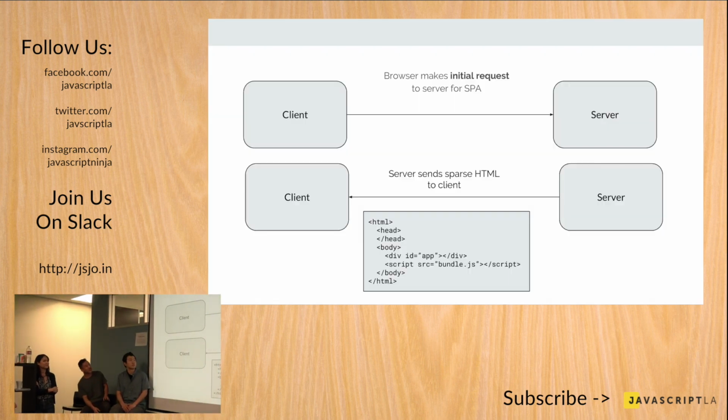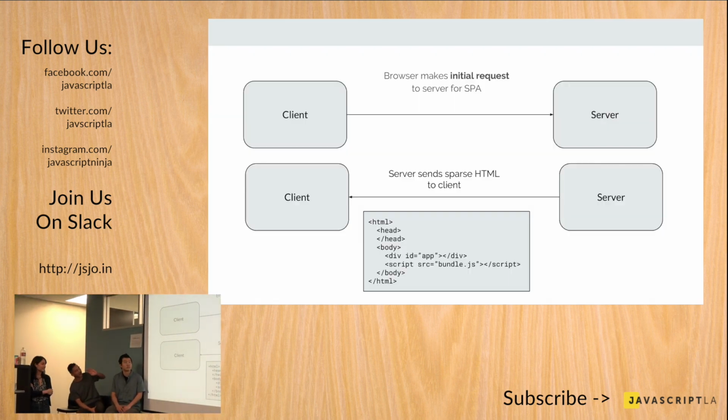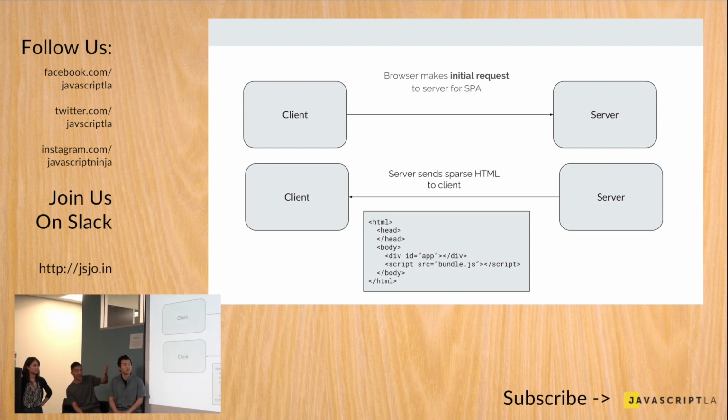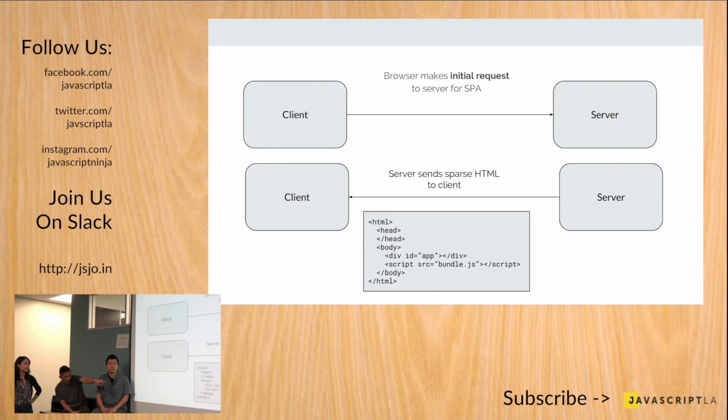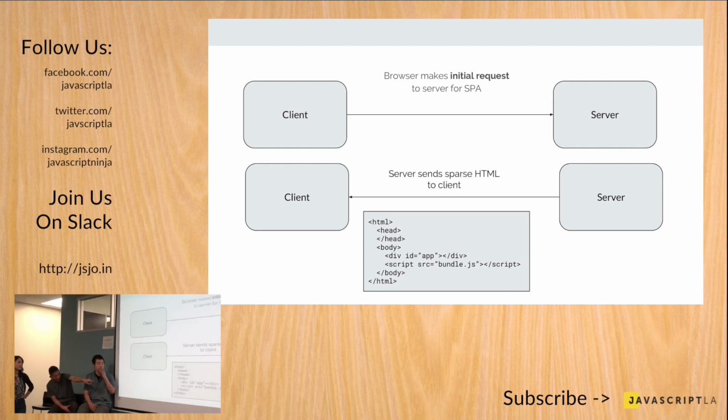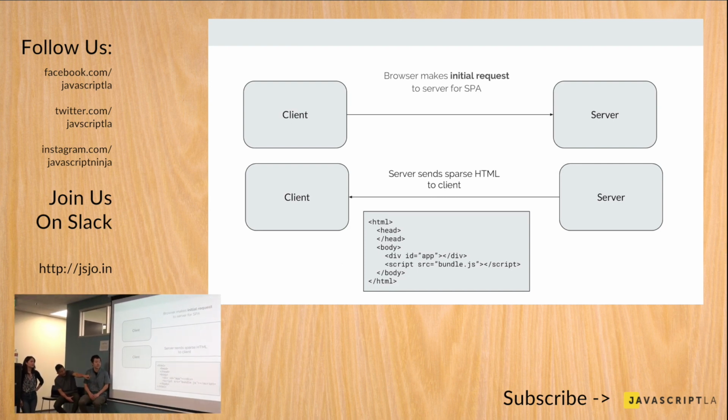Basically, this is how client-side rendering works, right? Your client makes a request to the server for the SPA, and what do you get back? You get back a simple HTML, right? And then inside the HTML is going to contain a script tag, and here it's the bundle.js script tag right there, asking for the bundle.js.